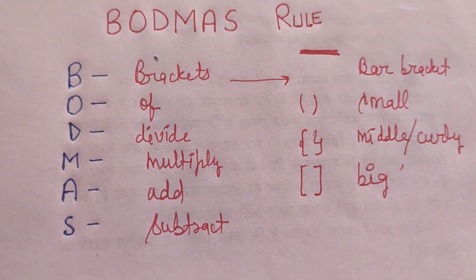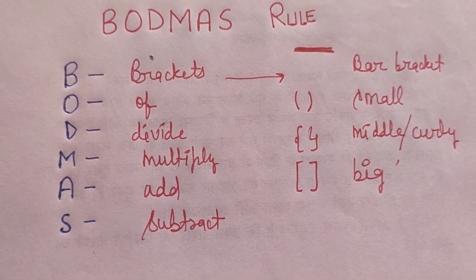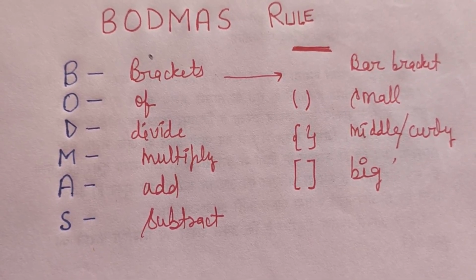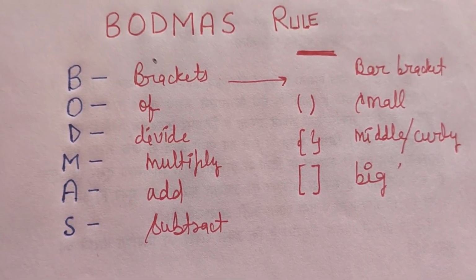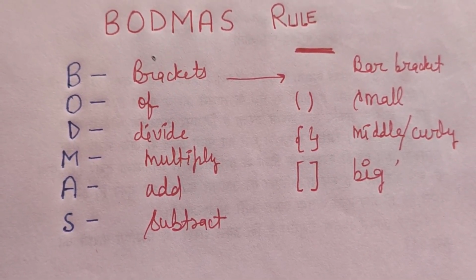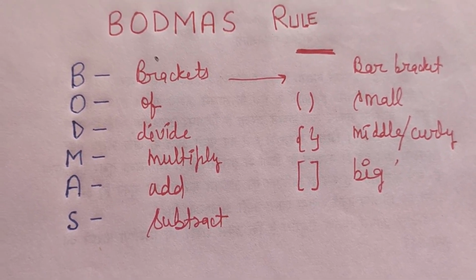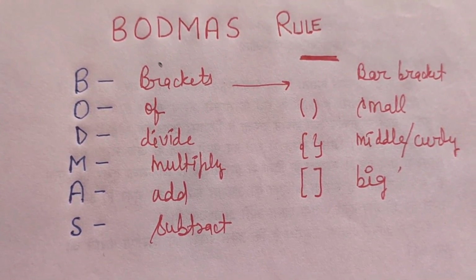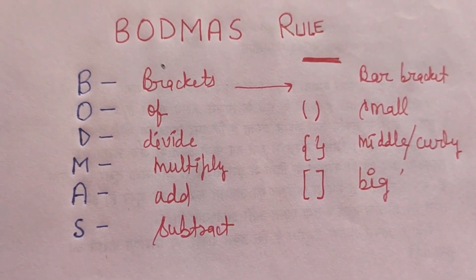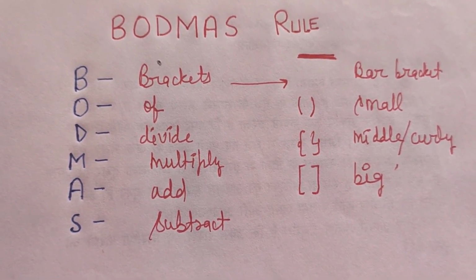Now this is the sequence of the brackets. First of all solve the bar bracket, then the small bracket, then the middle or curly bracket, then the big bracket. If there is a bar bracket, you will solve the bar bracket first. If there is no small bracket, then you have to solve the curly bracket. After that off, divide, multiply, add, and then subtract.